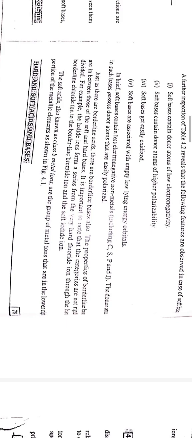Just as there are borderline acids, there are borderline bases also. The properties of borderline bases are in between those of the soft and hard bases. It is important to note that the categories are not sharply divided. For example, the halide ions form a series from the very hard fluoride ion, through the borderline chloride ion and bromide ion, to the soft iodide ion. The soft acids, also known as class B metal ions, are the group of metal ions that are in the lower portion of the metallic elements as shown in the figure.